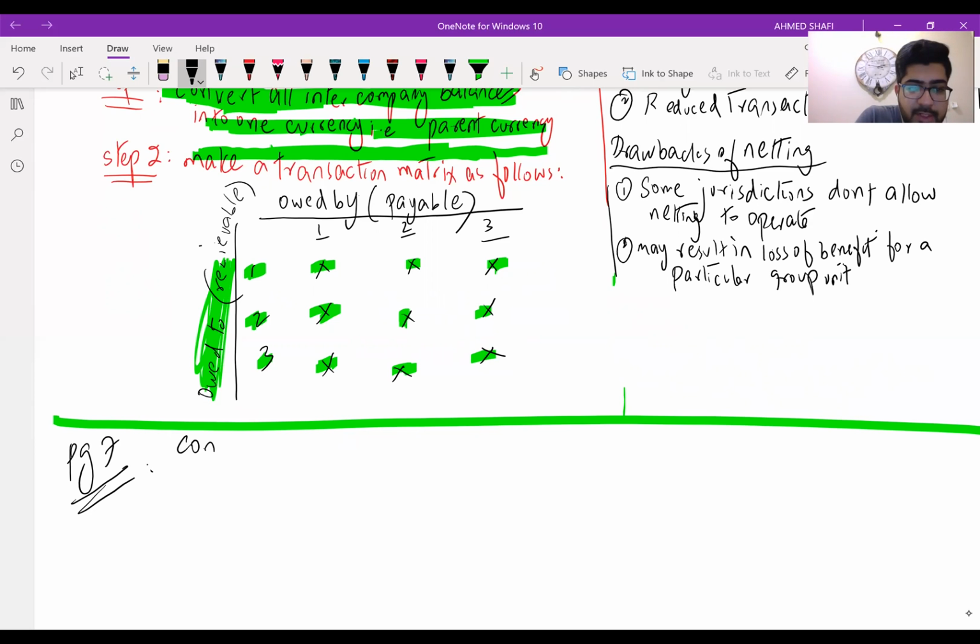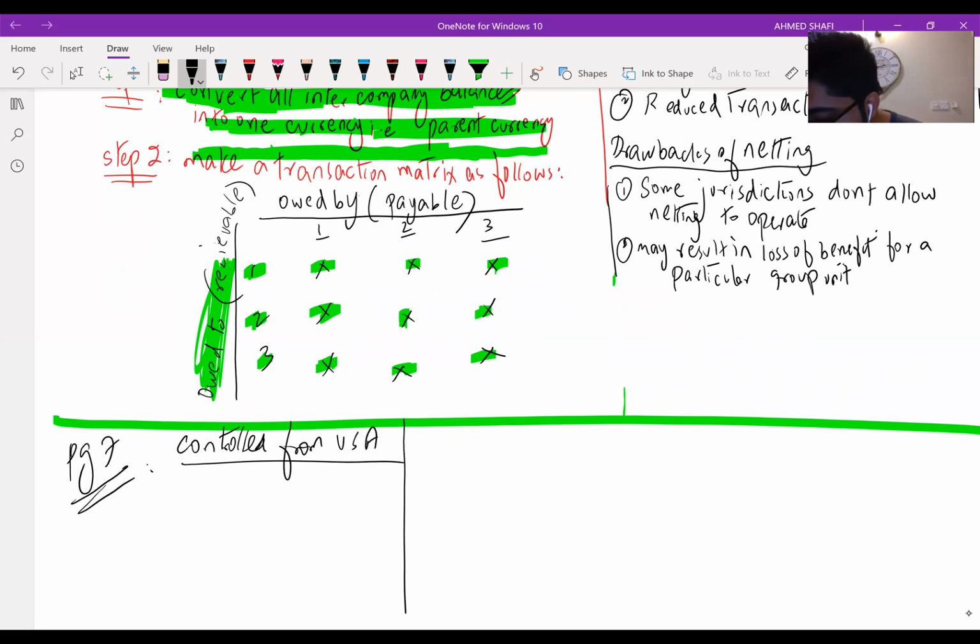A group of trading companies controlled from USA has subsidiaries in UK, South Africa, and France. So there is a group of trading companies which are controlled from USA. The holding is in USA, and it has subsidiaries in UK, South Africa, and France.